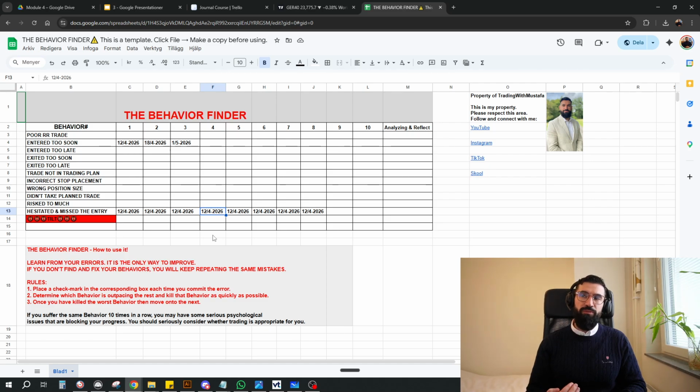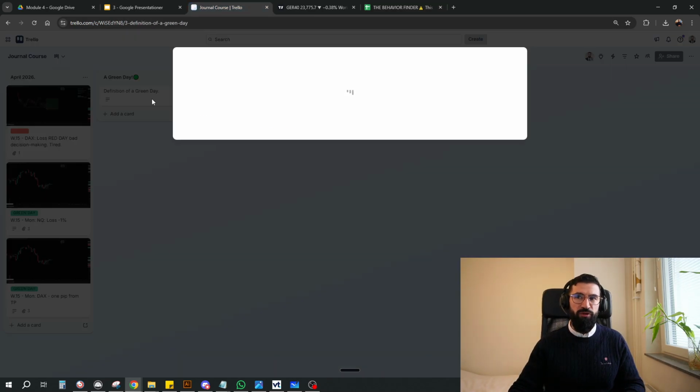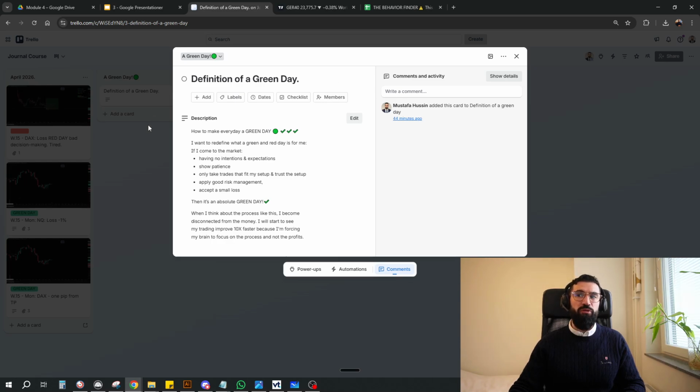Because Green Day has been redefined by us. We define Green Day in this matter. We come into the market, we have no intentions and no expectations. We show patience, we take the trades based on our setup and our checklist. We apply good risk, we accept a small loss if we lose. That is an absolute Green Day.